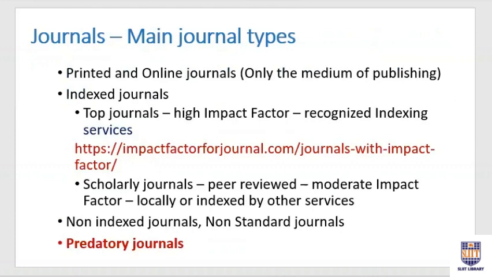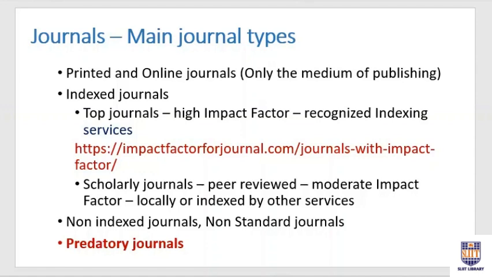Now the main journal types, I think it is important for you to understand. This is the main point that you should know. There are a few types. There are printed and online journals, where only the medium of publishing is different. And there are indexed journals. There are top journals with high impact factor, recognized through recognized indexing services. You can use this link to see what the top journals in the world are by impact factor. I'm coming to that, right?